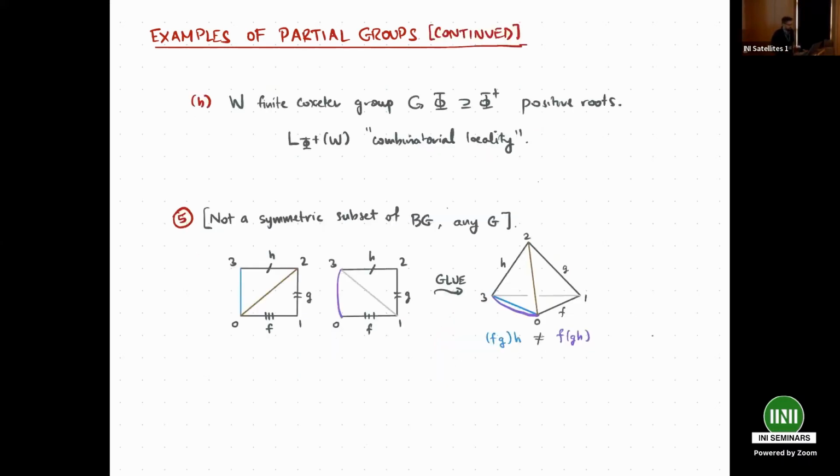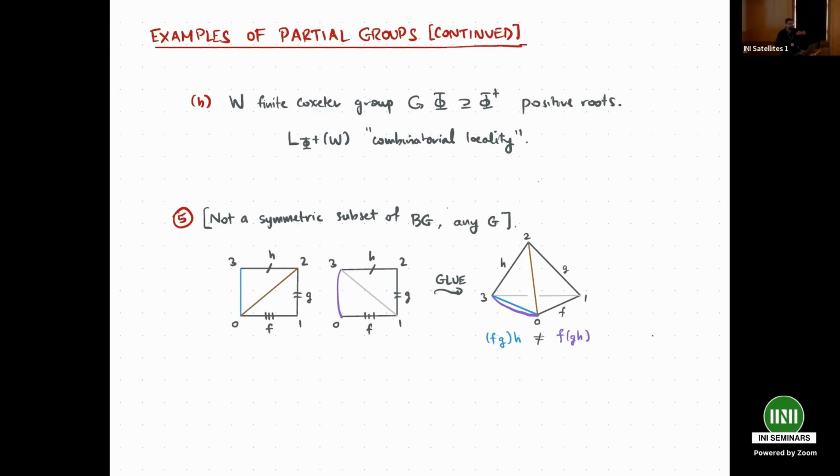Another closely related special case is sort of a combinatorial version of a locality, where you start out with maybe a finite Coxeter group acting on, I guess at this level generally it doesn't have to be finite, but it will be later, you need a root system for it, and you cut down to a set of positive roots. You can look at the partial group determined by that partial action of the Weyl group on this set of positive roots. So all the examples so far have been symmetric subsets of VG for some G.